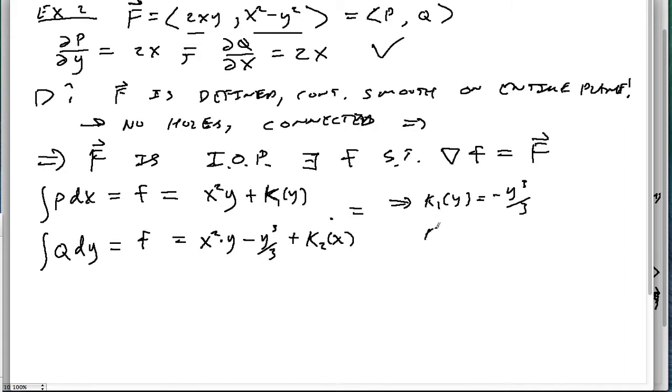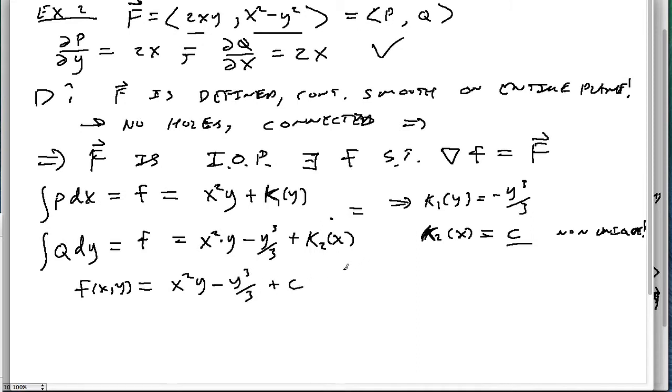And k2 of x is a mystery. We don't know what it is, but it could just be a constant. So in fact, it is just a constant. It could be some constant value, and that's the non-uniqueness. So f of x comma y, our potential function, is going to be x squared times y minus y cubed over 3 plus some undetermined constant that will go away when we compute the gradient field. Okay, so that's nice. So there's our potential function.